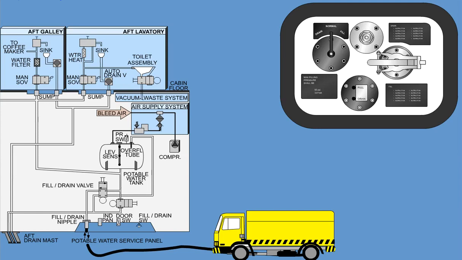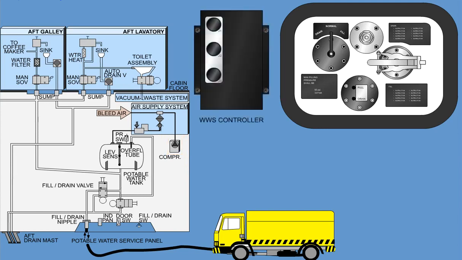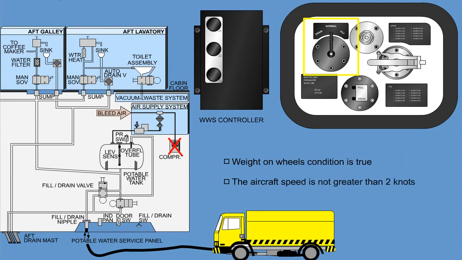The air compressor is de-energized during ground servicing to avoid unnecessary cycling. The WWSC will disable the compressor under the following conditions. The service panel switch is in fill or drain position, and weight on wheels condition is true, and the aircraft speed is not greater than 2 knots.